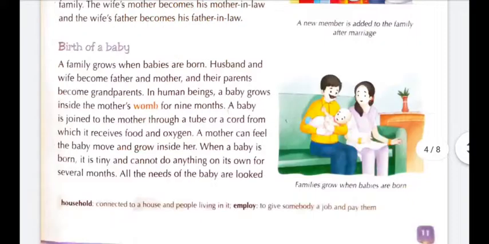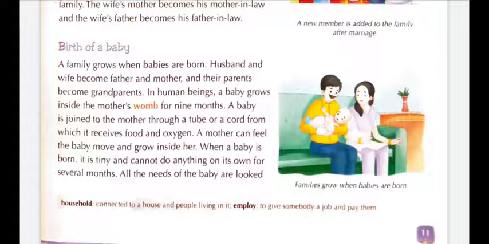A family grows when babies are born. Husband and wife become father and mother, and their parents become grandparents. In human beings, a baby grows inside the mother's womb for 9 months. A baby is joined to the mother through a tube or a cord from which it receives food and oxygen. A mother can feel the baby move and grow inside her.